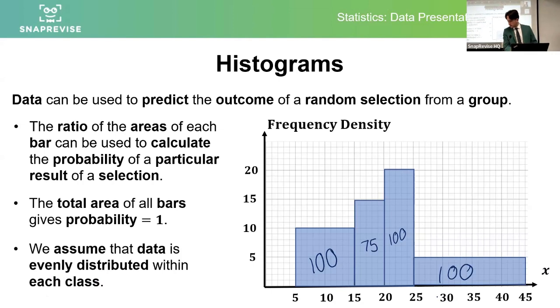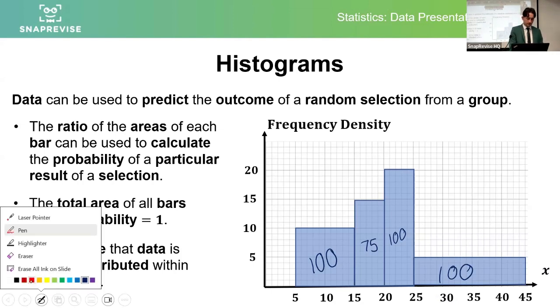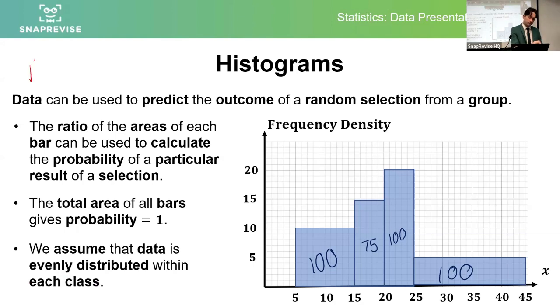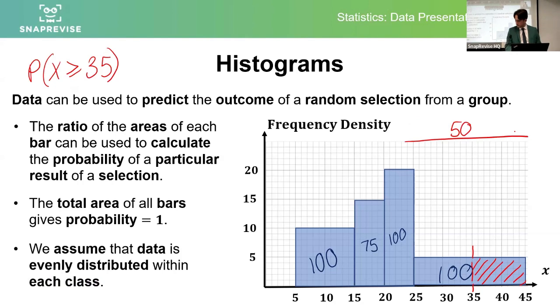Now, if I wanted to know the probability that X is greater than or equal to 35, then basically I'm chopping it here and I'm looking at this amount, which is 50 out of the total.